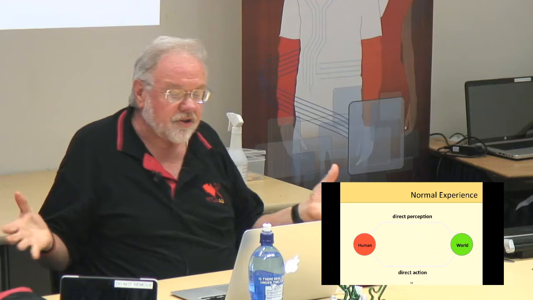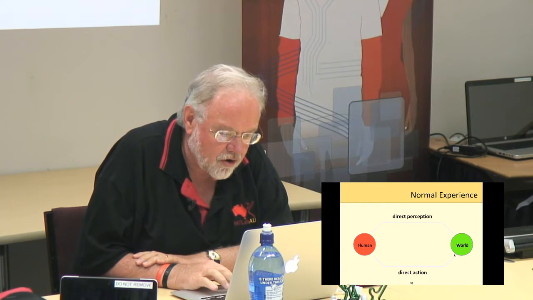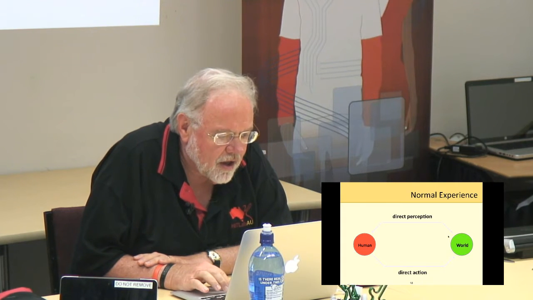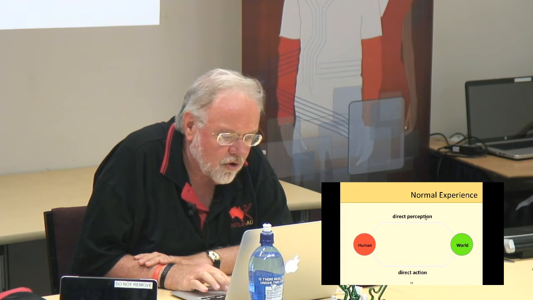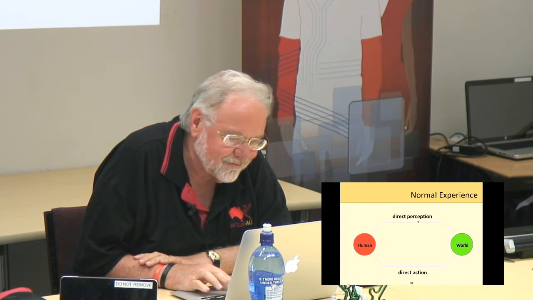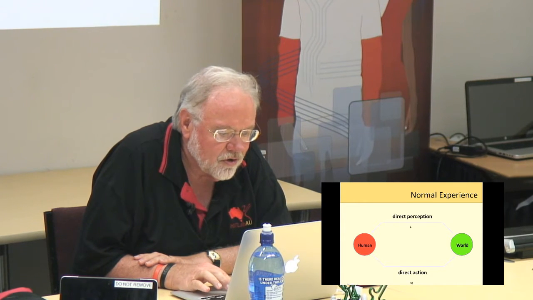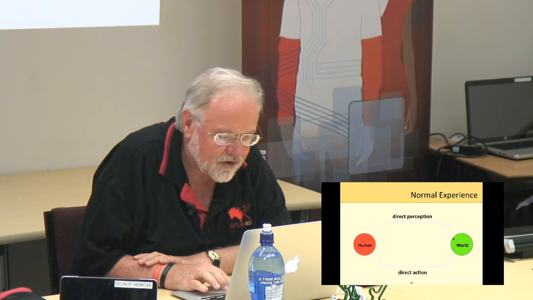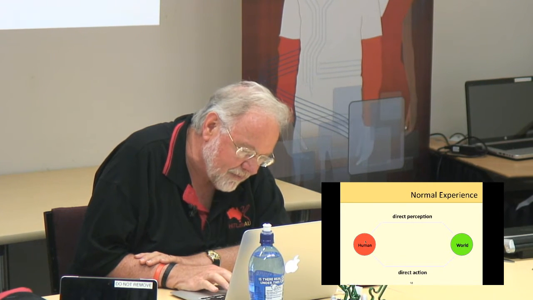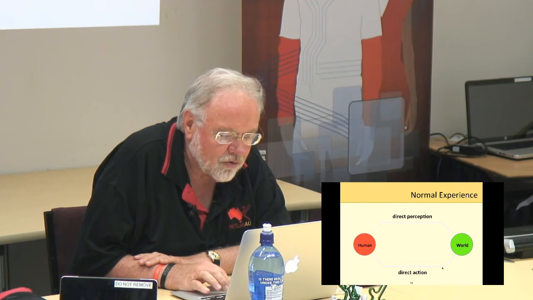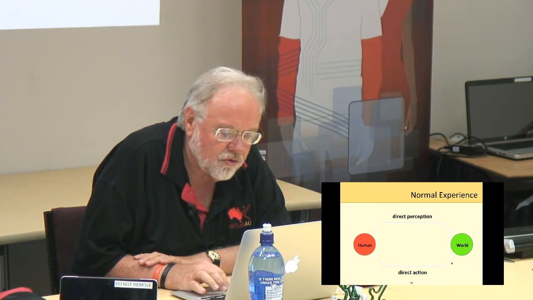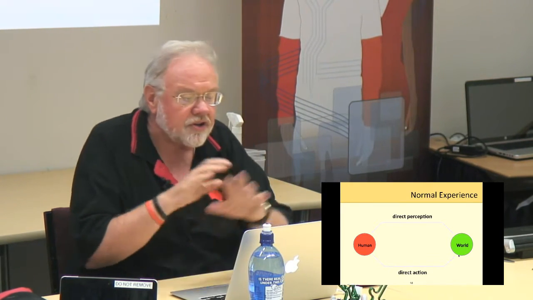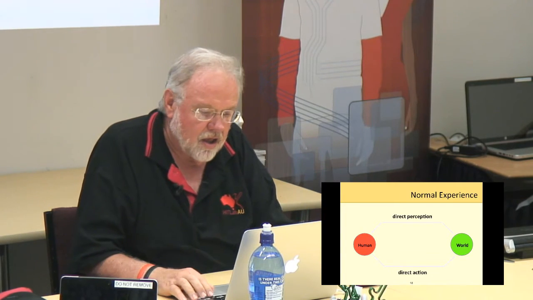So let's call this the normal experience. Here's the world over here, and here's the human over here. And generally, when we're in the world, we have this closed loop. We have these photons coming in, we have these mechanical vibrations, things like that. And then, of course, we interact with things. We control things by movements of our hands, by speaking, things like that. So this is a normal experience.